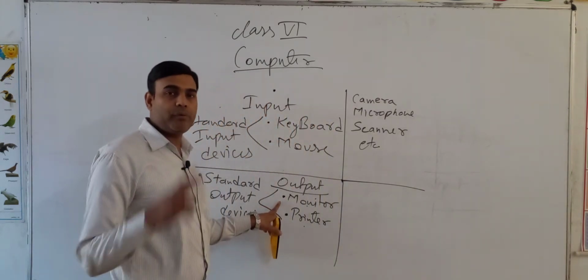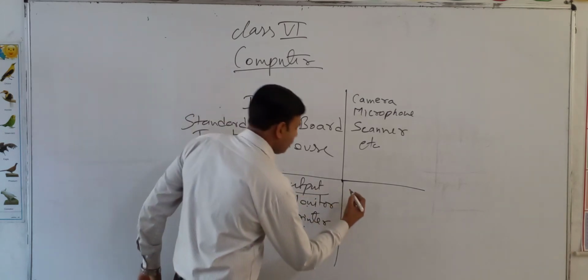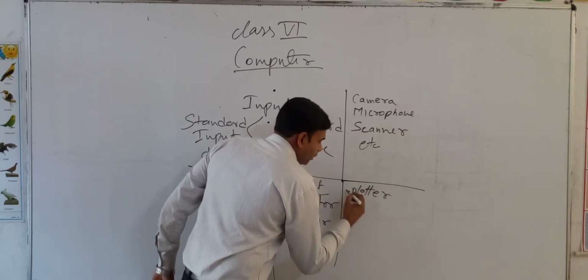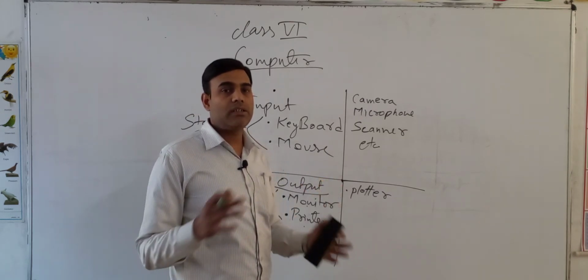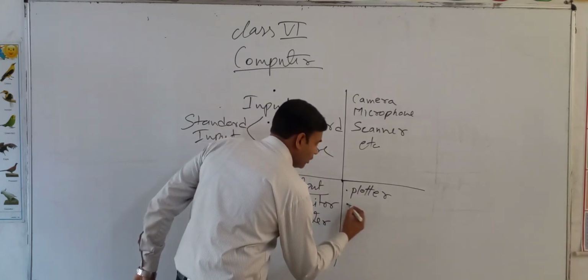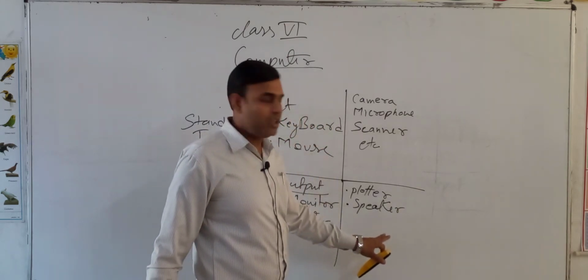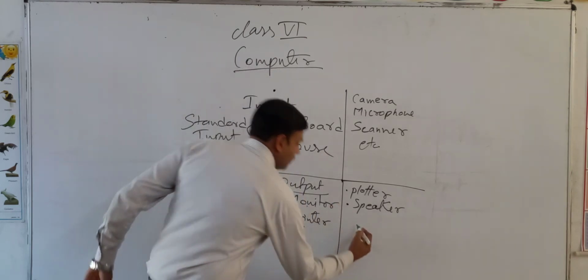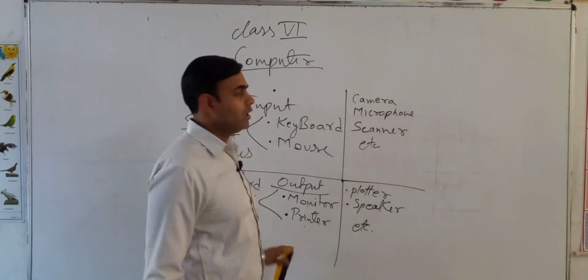In the same fashion, for output devices, we have two standard output devices, monitor and printer. After that, what else can we have? We can have a plotter. Now, what is a plotter? Plotter is a device which plots big images. It's a big form of printer. Or you can say speaker. Speaker is also an output device which gives us output as sound waves, and etc. Many others are there, but we are sticking to these basics.